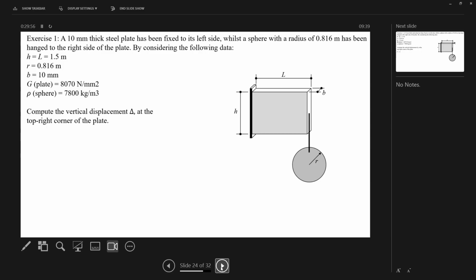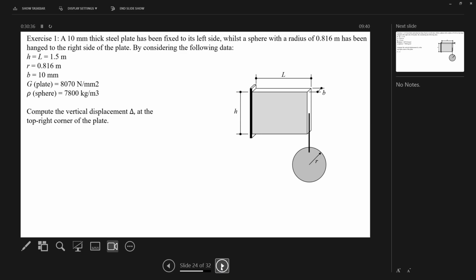G is the modulus of elasticity for that plate, right? It says it's a steel plate, but we've used a different material, so we'll call it metal of some sort, because that's not what we would normally expect. So we should see a bit of movement in this one. Because steel is normally 210,000 newtons per millimeter squared, and this is only 8,000. That's more like timber, to be honest. That's fine. We're okay with that.